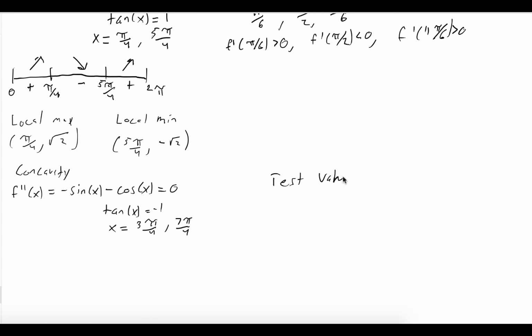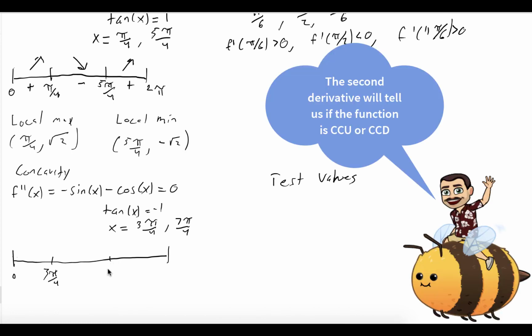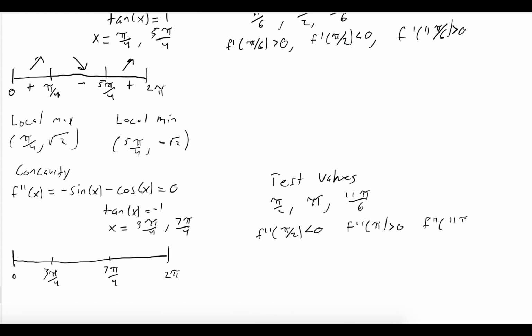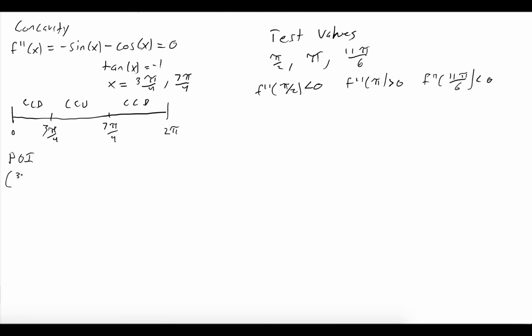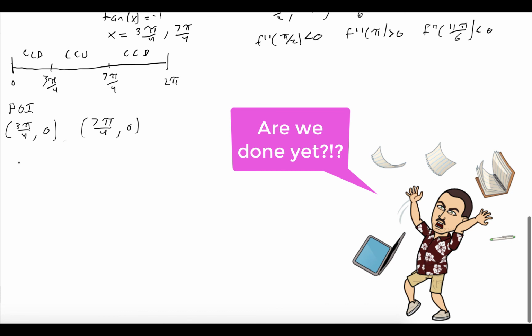Again, we're going to write out our number line, break it up at our values that we just found, and take a test value in each of these segments. And then we'll plug our test values into the second derivative to check if it's positive or negative. If the second derivative is positive, then we're concave up. If the second derivative is negative, then our graph is concave down. So we have concave down, concave up, concave down. We could see we have a point of inflection at 3 pi over 4, 0 and 7 pi over 4, 0. And now we're ready to put it all together.